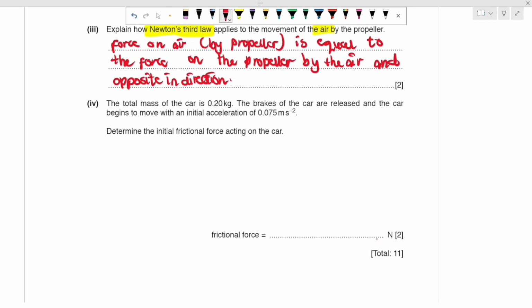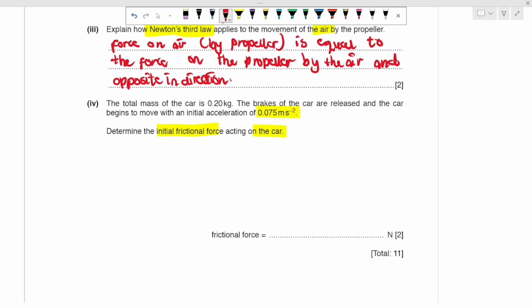Move on to question IV. The total mass of the car is 0.2 kgs, okay? The brakes of the car are released and the car begins to move with an initial acceleration of 0.75. Determine the initial frictional force acting on the car. Right, where the toy car.